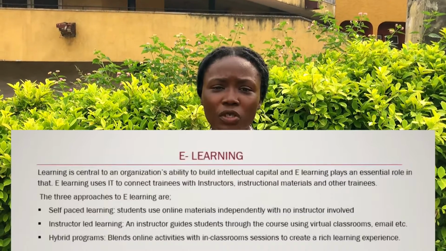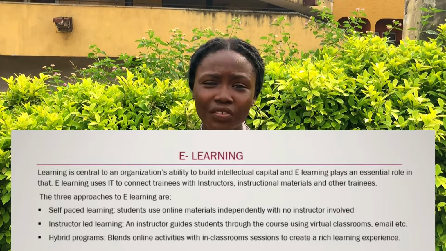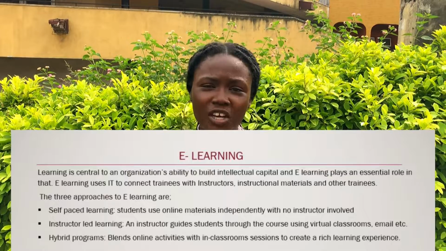Learning is central to an organization's ability to build intellectual capital, and e-learning plays an essential role in that. E-learning uses information technology to connect trainees with instructors, instructional materials, and other trainees, and there are three approaches to e-learning. Number one, there is the self-paced learning. What the self-paced learning does is that the trainees independently use the online materials to study themselves. There is the instructor-led learning. So an instructor guides the trainees through the course using online classrooms, emails, etc. And the third one is the hybrid. What the hybrid does is it combines the self-paced learning with the instructor-led learning for a cohesive study guide.